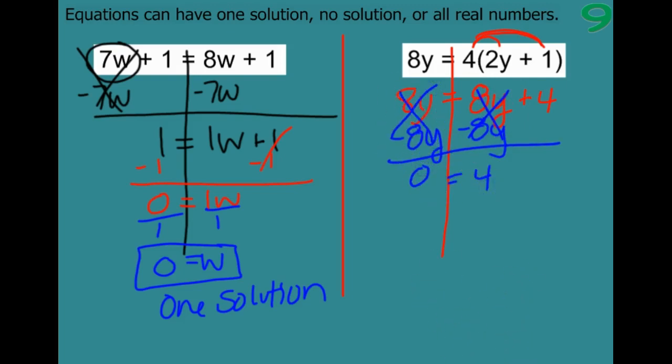It's not a y. Some people have been writing a y here. If I have 8 yo-yos and I get rid of 8 yo-yos, I now have nothing, 0. There's no letter there. 0 does not equal 4, so this is no solution.